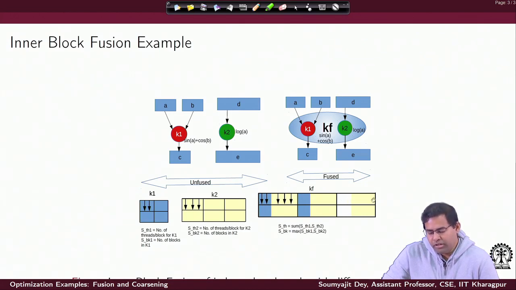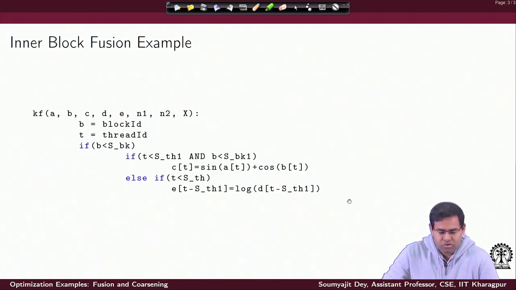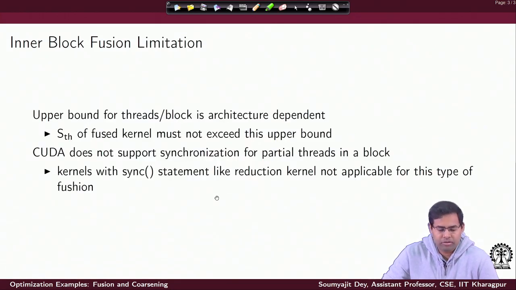For example, if the block ID is this one, 0, 1, 2, in the x dimension of course, then I can understand that even if the thread ID is inside the thread boundary for kernel 1, there is no computation for this block ID, right. So we will have a check with STH1 as well as SBK1 and only then do the computation for kernel 1. Otherwise we know there is no work for kernel 1, and we just check whether this is inside the boundary for the total number of threads per block. If so, there should be some activity for kernel 2, right.